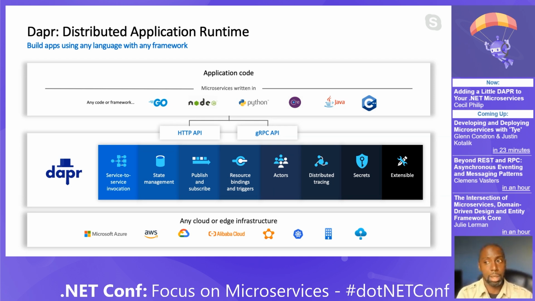So what does that mean? Well, I don't necessarily have to bring in any additional NuGet packages. I don't have to rely on anything other than what's exposed by DAPR. And if you notice at the bottom too, it also shows that we could deploy this almost anywhere.